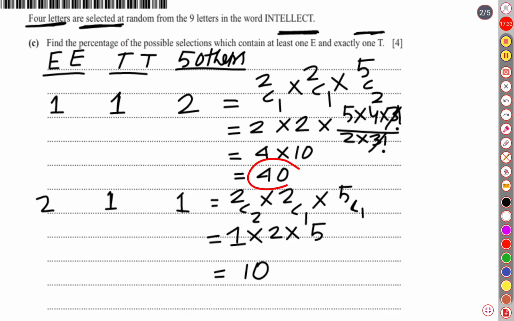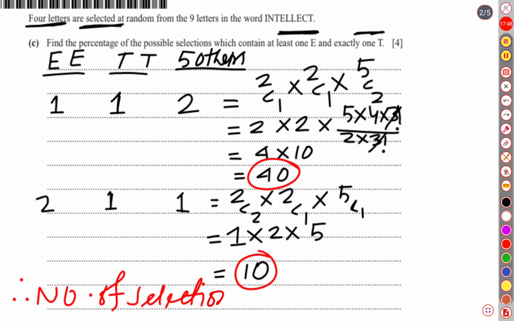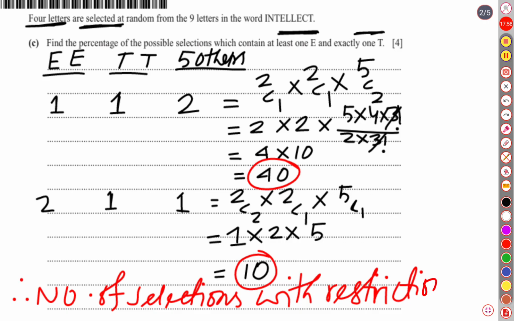Now if you look at this, first we got 40, then we got 10. So we can write the number of selections with restrictions. What is the total number of selections with restriction? It is 40 plus 10, which means 50. So with restriction, the number of selections is 50.